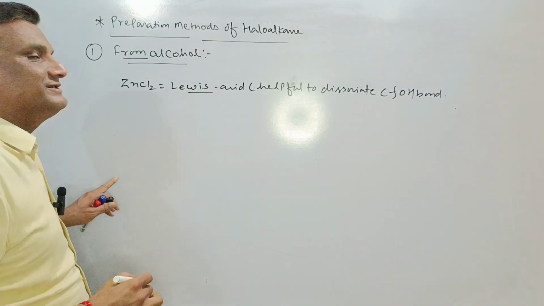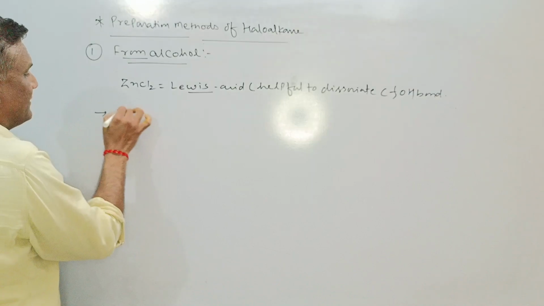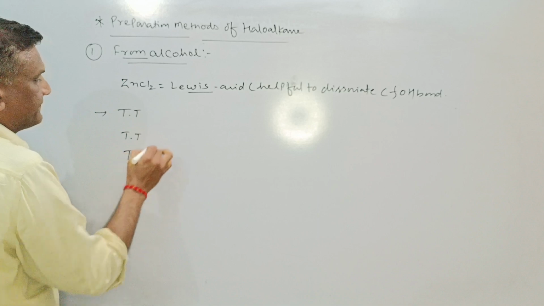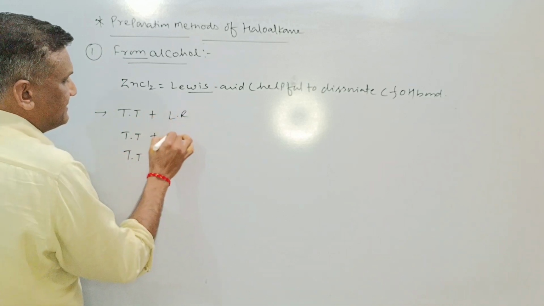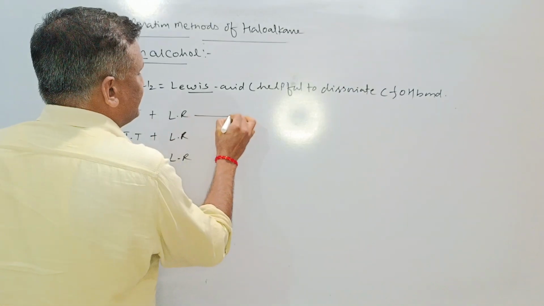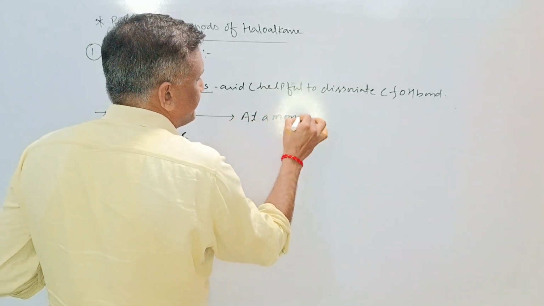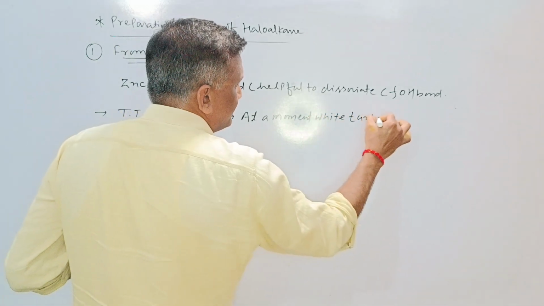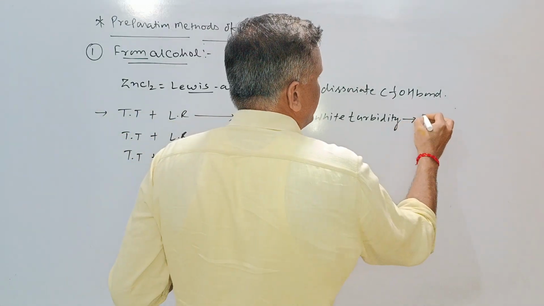This was regarding ZnCl2. If we just distinguish, this is test tube 1, test tube 2, test tube 3. If we add the Lucas reagent in these test tubes, then what will happen? If there is white turbidity at a moment, then 101% it will be a 1 degree alcohol.